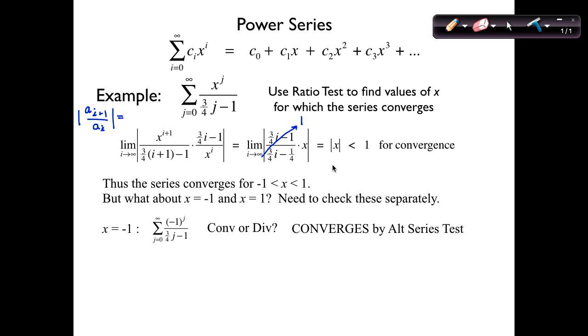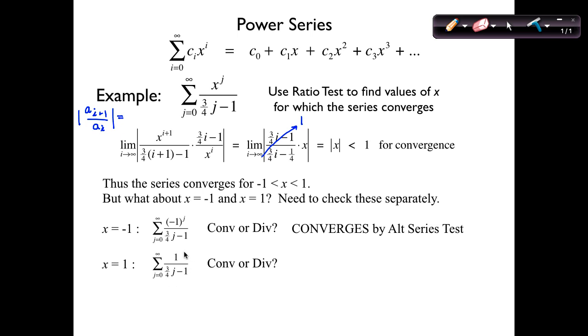Okay, so what about x equals 1? What series do we get then? If x equals 1, then the numerator just becomes 1, right? 1 to any power is just 1. So now we get 1 over the denominator. And now we again look at this one. Does this converge or diverge? 1 over 3/4 j minus 1. Okay, this is no longer alternating, so we need something else. So we ask, is it geometric? Is it a p-series? Can we compare it to something? Those are our tools.